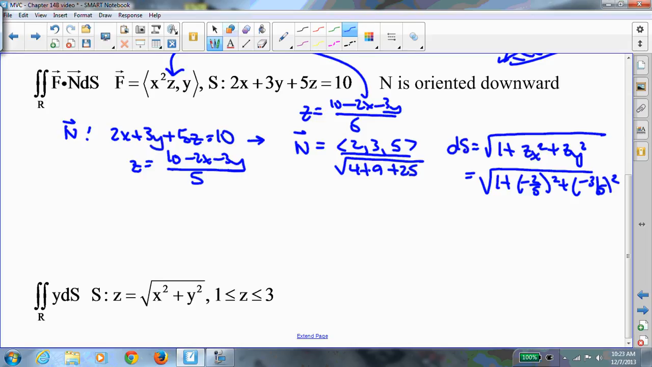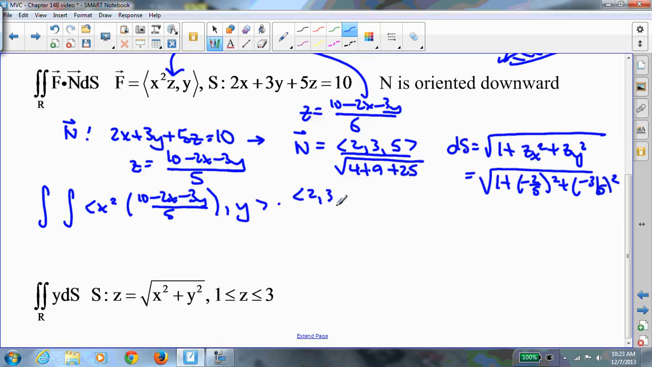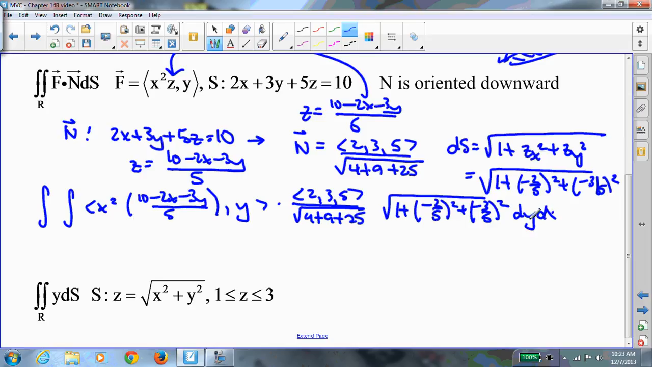So I'm just going to build this integral one piece at a time. My F is now x squared z, with z being 10 minus 2x minus 3y all over 5, comma, my y, dotted with my n, 2, 3, 5, over the square root of 4 plus 9 plus 25, times my dS component, the square root of 1 plus negative 2/5 squared plus negative 3/5 squared. Again, we'll do dy dx. So y would go from 0 to 10 minus 2x over 3. x would go from 0 to 5.